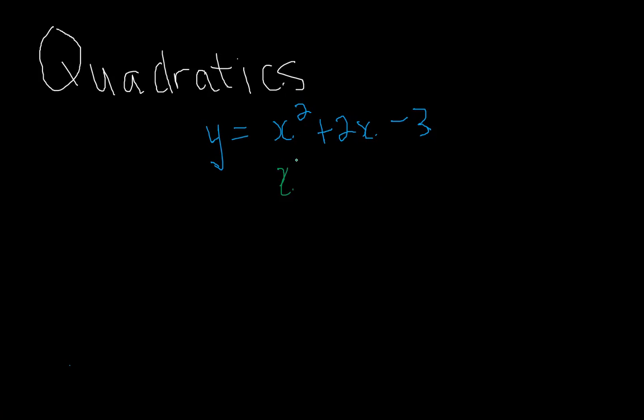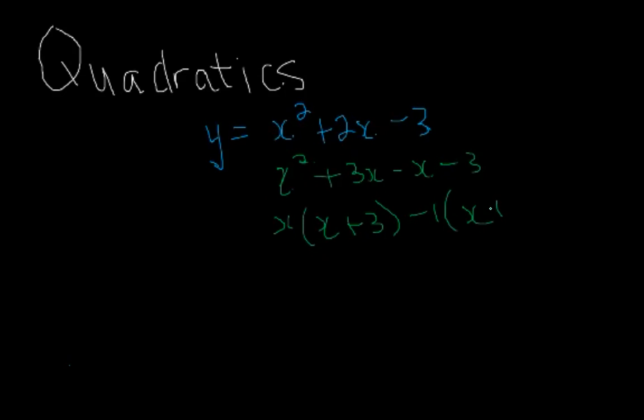So if I wanted to factorize this quadratic, it would be x squared plus 3x minus x minus 3. And then I would continue to get my factors. I would say this is x plus 3 times x minus 1, so my factors are x plus 3 and x minus 1. That's how we factorize quadratics.